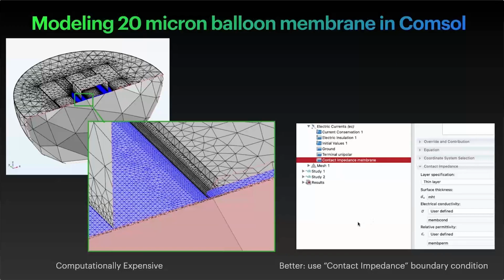It has some assumptions on normality of current, but it works pretty nicely because we're talking about a 20 micron, maybe 5 micron balloon membrane thickness.